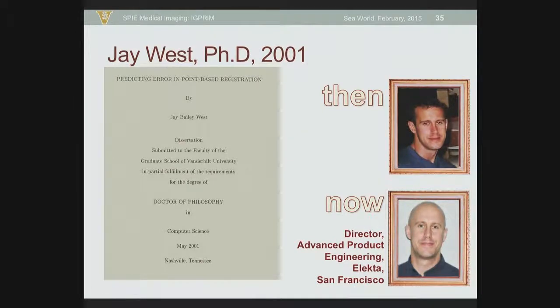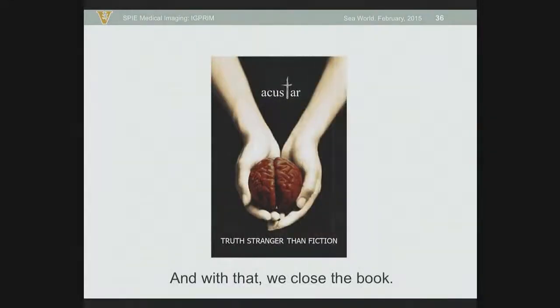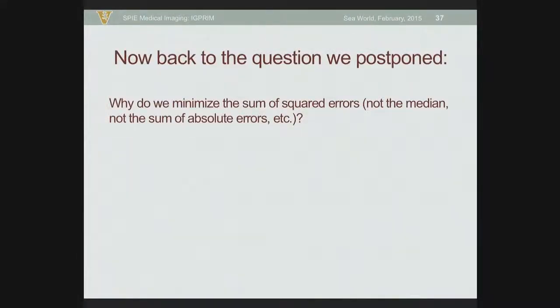Jay West, a number of you know him. He's a denizen of this meeting very often. He's now Director of Advanced Product Engineering at Elekta, San Francisco, wrote a very beautiful dissertation. There's something different about him, and I can't put my finger on it. So after our stalwart four were duly granted their well-deserved Ph.D.s, they all went off into the world and found their fortunes, and they're living happily ever after. And that's the end of the saga of AccuStar. So, back to the question we postponed. Why do we minimize the sum of squares errors?